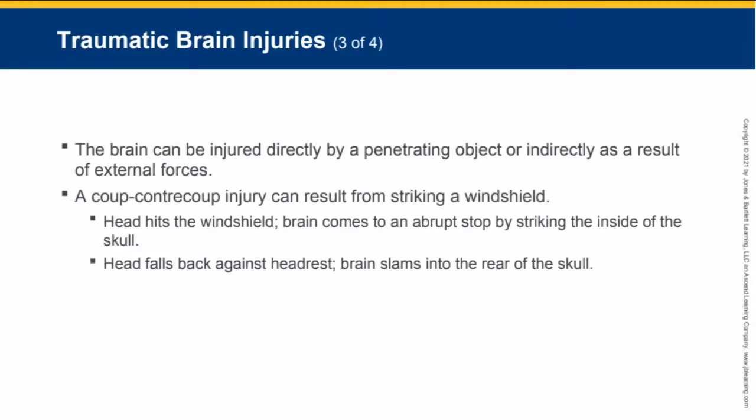So the coup contrecoup injury can result from striking a windshield. The head hits the windshield, the brain comes forward to an abrupt stop by striking the inside of the skull, and when the head goes back against the headrest, the brain slams on the rear portion of the skull. So there are 2 points of injury.